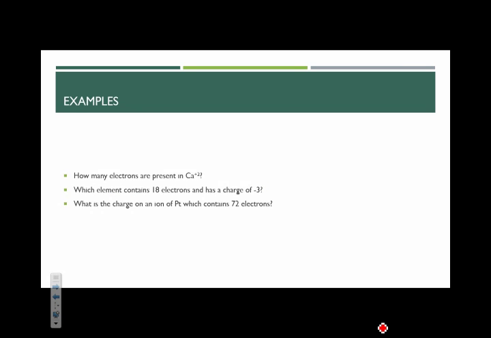Let's do some examples. How many electrons are present in calcium with a plus 2 charge? Well, if we go and look at our periodic table for calcium, you'll want to grab yours if you don't have it handy. Go ahead and stop the video and then come back when you're ready. We see that calcium has 20 protons because it's calcium. If it has a plus 2 charge, that tells me I have 2 more protons than I do electrons because all the other electrons would have been canceled out. Since that's the case, then I need to subtract 2 from this, and that tells me I'll have 18 electrons.